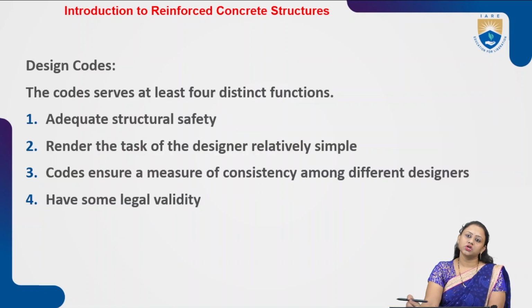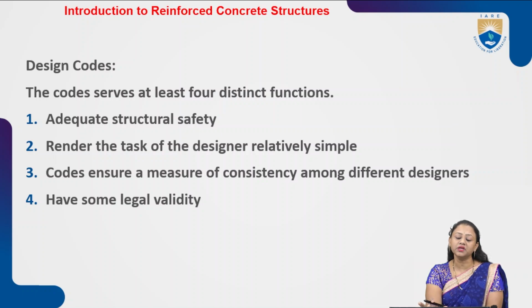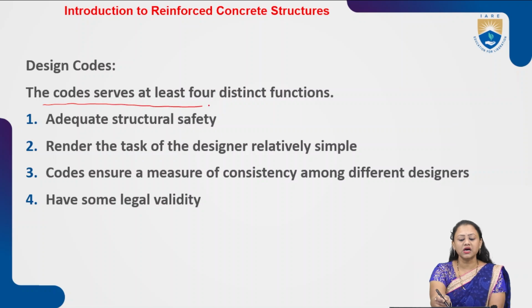Coming to design codes. So how do we know how to design these structural members? There has to be a standard procedure to be followed by all the construction companies, right? Because there has to be a standard measure for the safety and serviceability of all the structures. When we say serviceable, it means that the people who are occupying the structure should be at utmost safety, right? So the code serves at least 4 distinct functions. What is the function of these design codes?